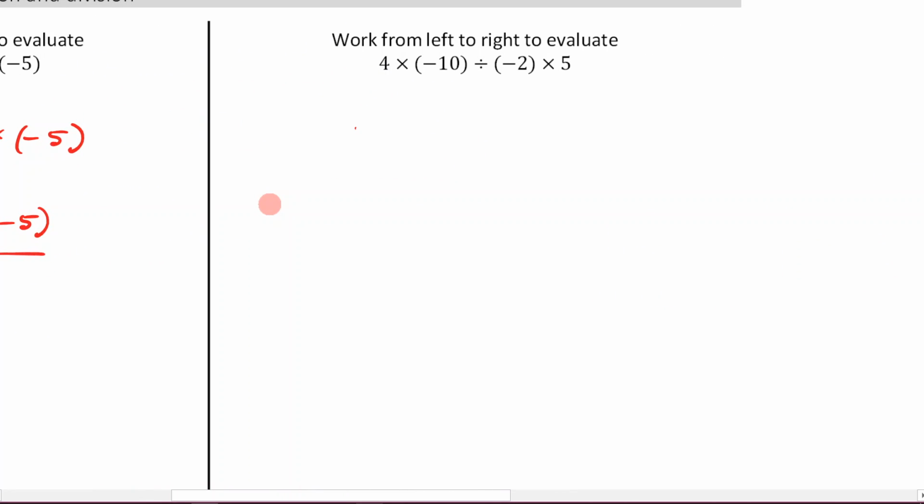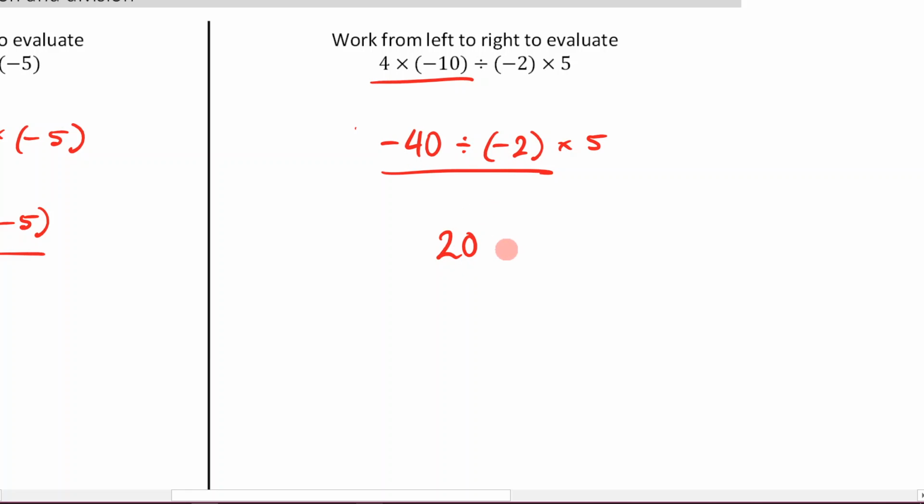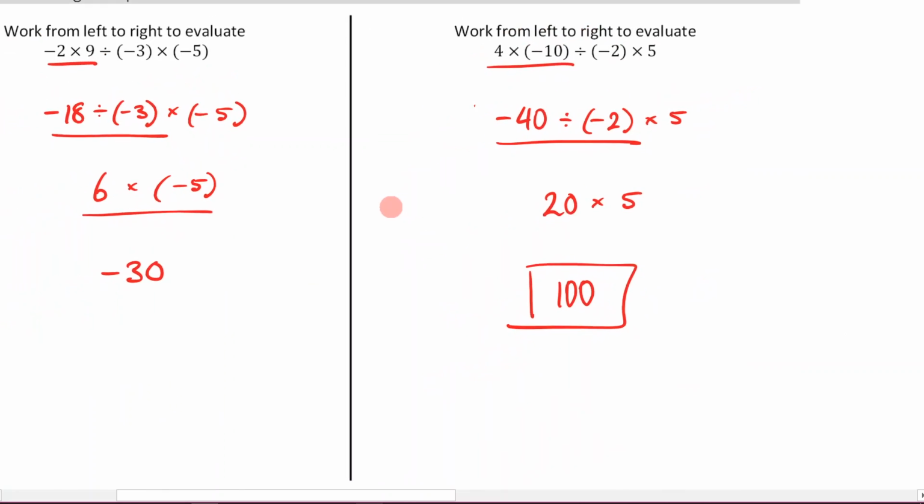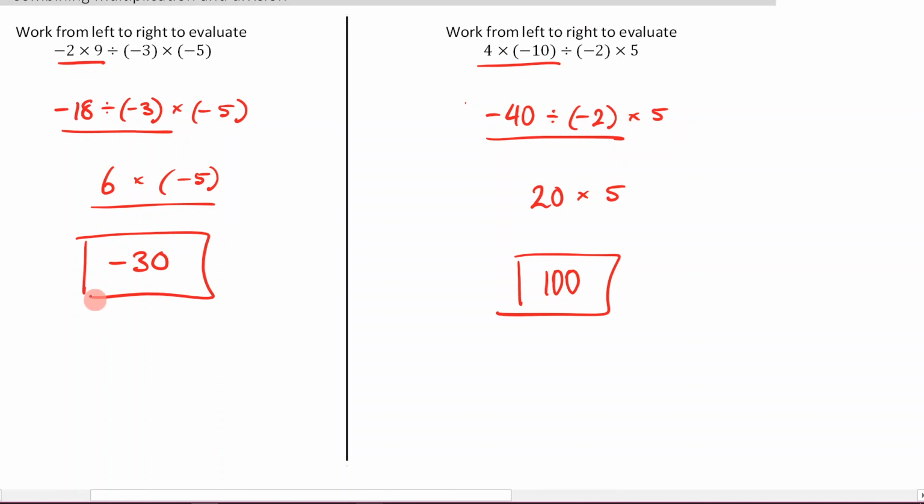Pause the video and you can give this one a go for yourself. What I'm first going to do is 4 times negative 10 is negative 40, divided by negative 2 times 5. Then I'm going to do this. 40 divided by 2 is 20, and because they're both negative, it's positive, and then I copy down the last bit there. This is going to be 100. So this is going to be 100 right there. This is going to be negative 30. Perfect. Hopefully all that made sense.